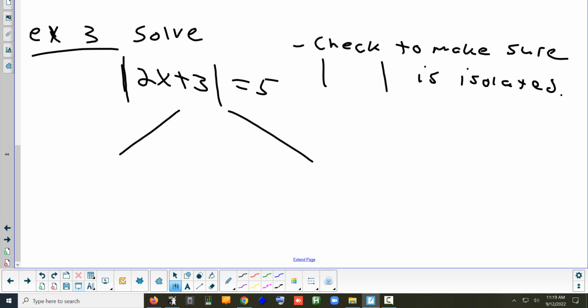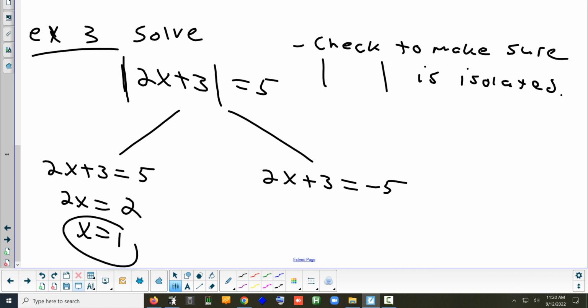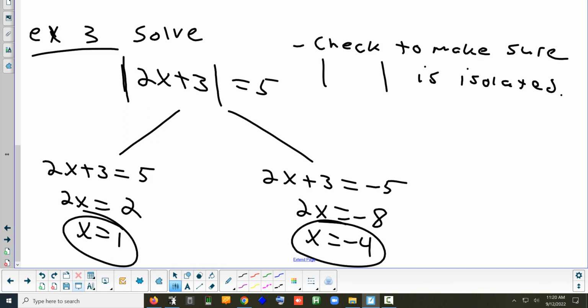So let's split it up. Either 2x plus 3 could equal 5, or 2x plus 3 could equal -5. And solve each equation. So you're going to get 2x equals 2, x equals 1, or 2x equals -8, x equals -4. That's it. That's how you solve an absolute value equation.